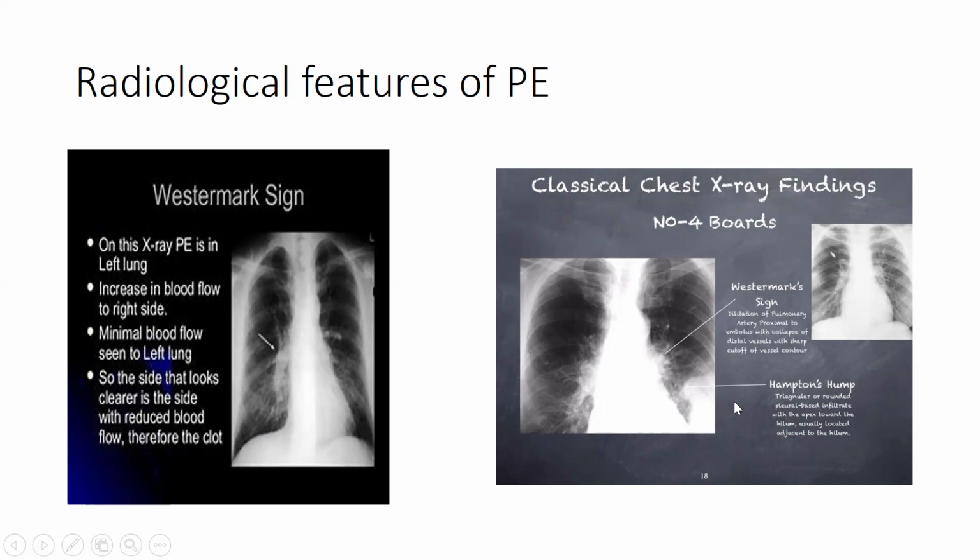And I remember somebody mentioned Hampton's hump. This is a triangular or rounded pleural-based infiltrate, with the apex pointing towards the hilum of the lung, usually located adjacent to the hilum. So there are 3. For instance, if I ask you in an exam to mention the 3 radiological features of PE, I want to hear Palla sign, Westermark sign, and Hampton's hump. So these are the 3 things that you want to remember: the Palla sign, the Hampton sign, and the Westermark sign.